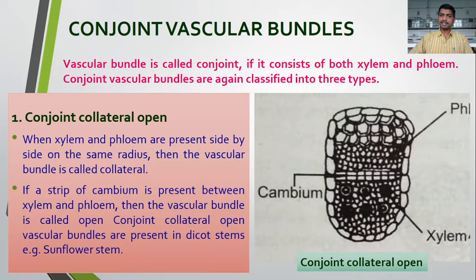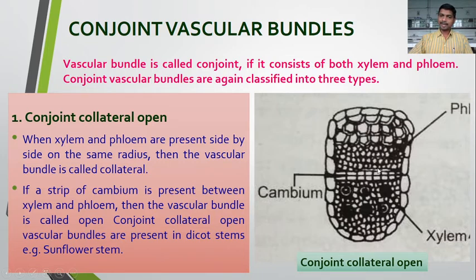If the cambium strip is present between xylem and phloem, then the vascular bundle is called open. Why is it collateral? When xylem and phloem are present side by side on the same radius, then the vascular bundle is called collateral. What is conjoined? If the vascular bundle consists of both xylem and phloem. So this vascular bundle that is shown in the diagram, it is conjoined, collateral and open type of vascular bundle where both xylem and phloem are present in the same vascular bundle.